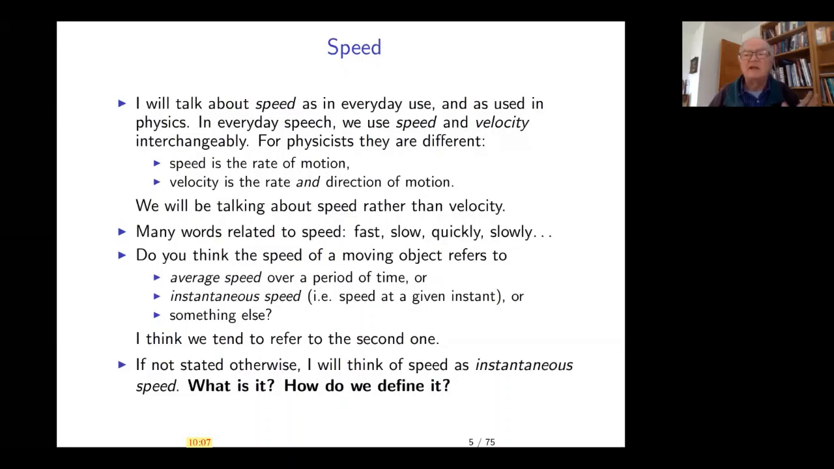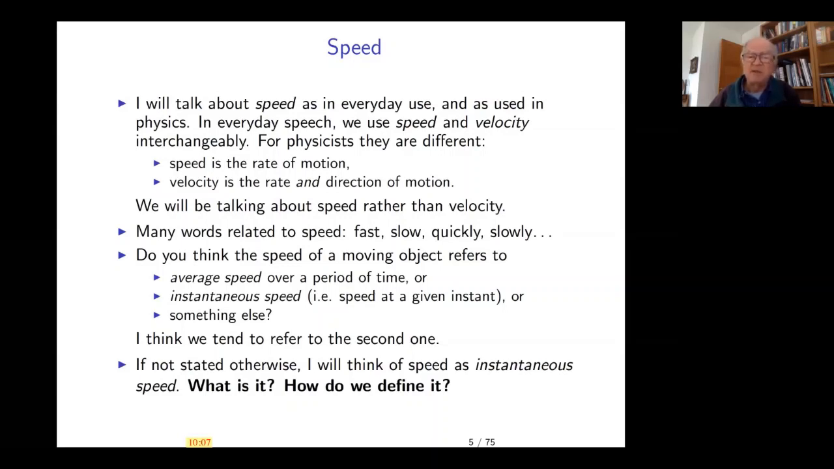Velocity contains not only how fast something moves, but also the direction, while speed refers only to how fast. So if I use them interchangeably, I will always use it in our common language sense.